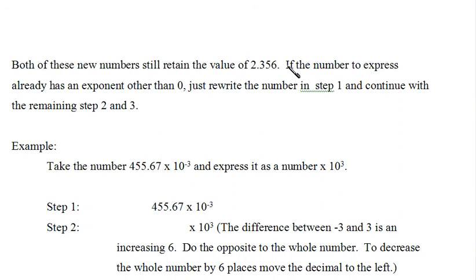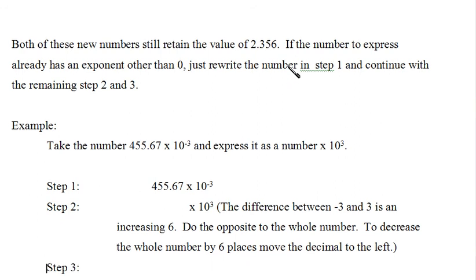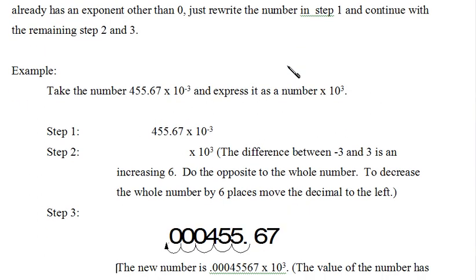If the number to express already has an exponent other than 0, just rewrite the number in step 1 and continue with the remaining steps 2 and 3. So for instance, the first number I gave you, 2.356, didn't have a times 10 to it. It was just 2.356. But this time I'm starting with the number 455.67 times 10 to the minus 3. And I want to express that as a number times 10 to the third. So I rewrite the number 455.67 times 10 to the minus 3. I put the new exponent underneath.